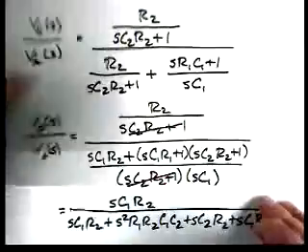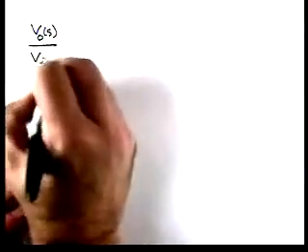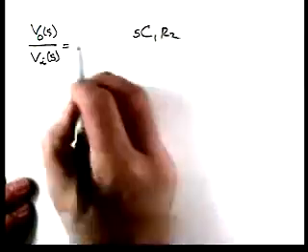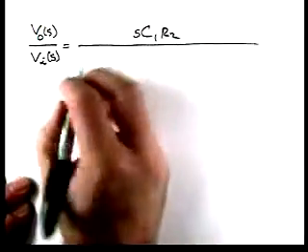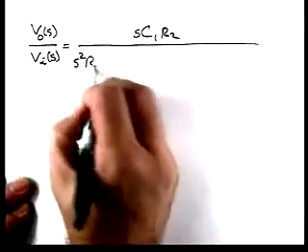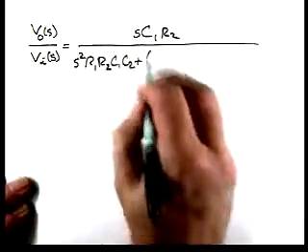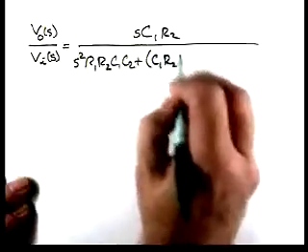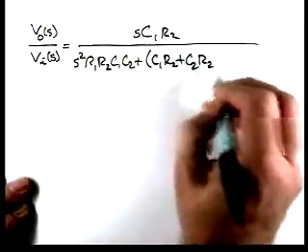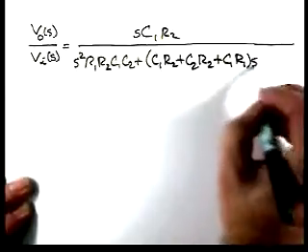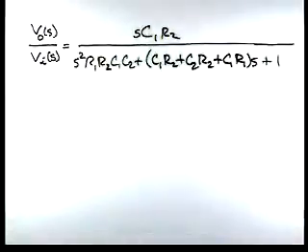Now let's rewrite that and group the terms in the denominator. Again, our numerator is sC1 R2. And then our denominator we can write as s squared R1 R2 C1 C2 plus (C1 R2 plus C2 R2 plus C1 R1) times s plus 1.